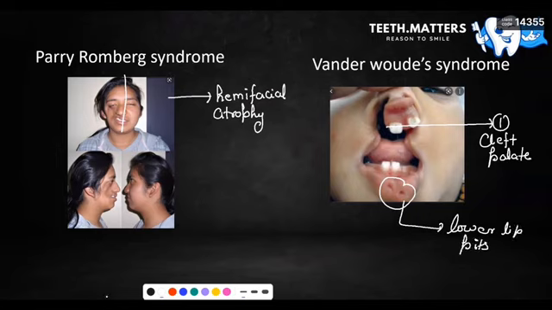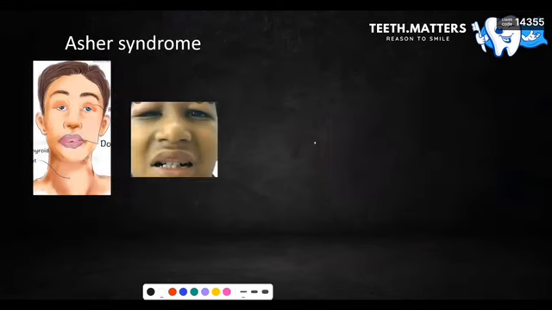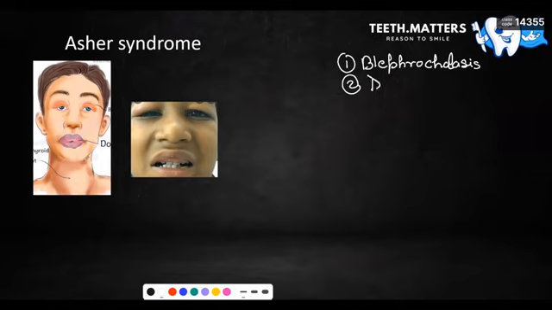Moving further, this syndrome is Ascher syndrome. What are the features of Ascher syndrome? First, blepharochalasis, double lip, and non-toxic thyroid enlargement.